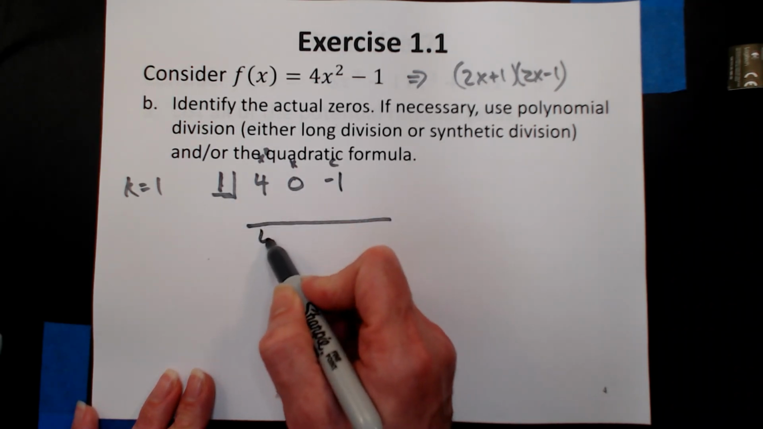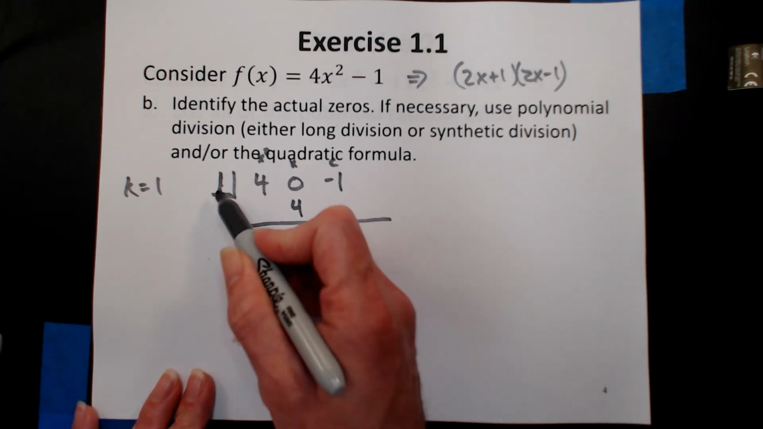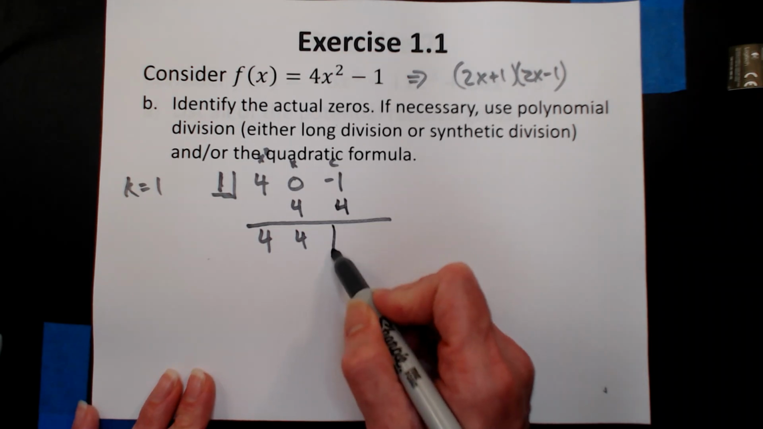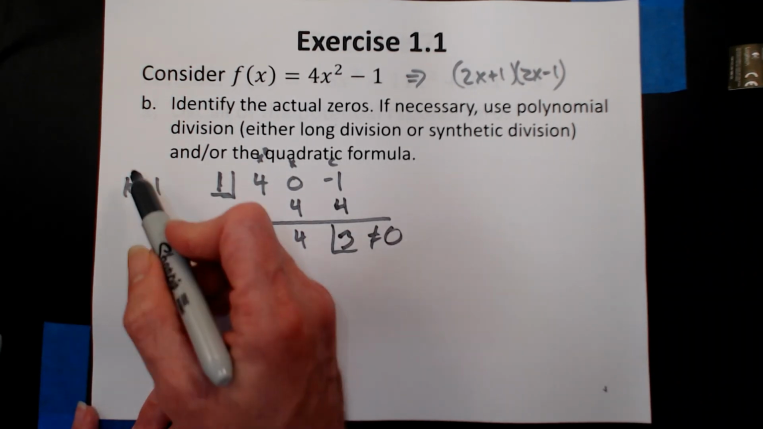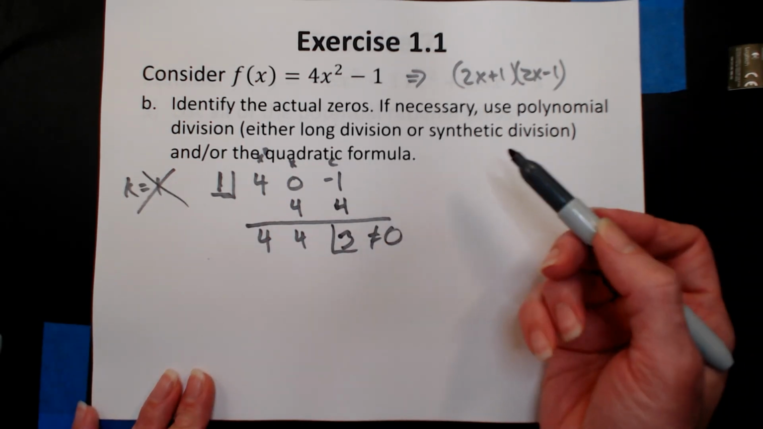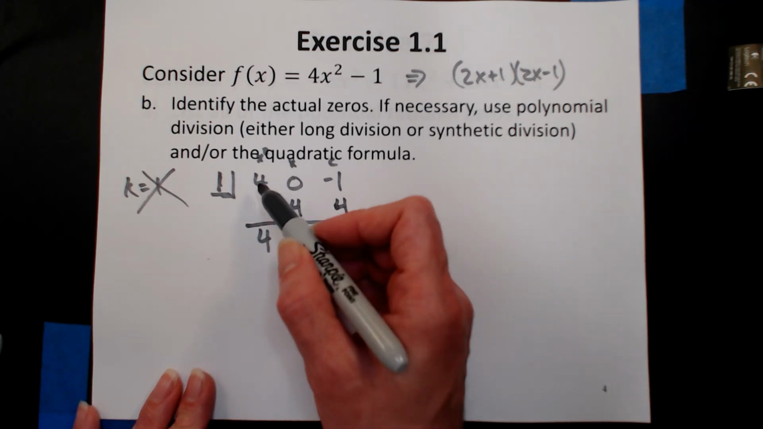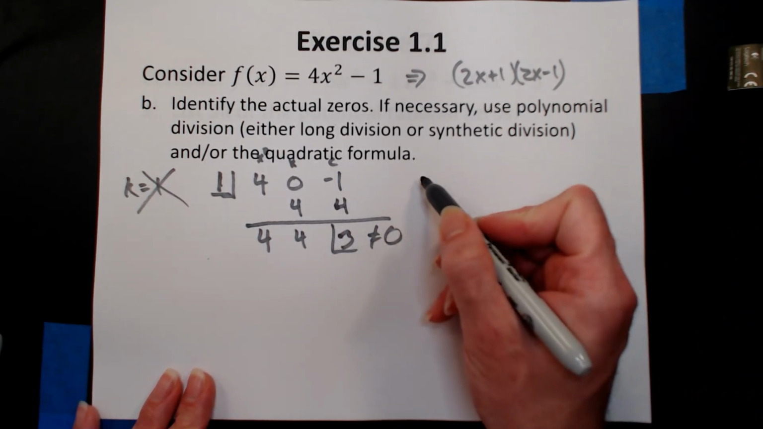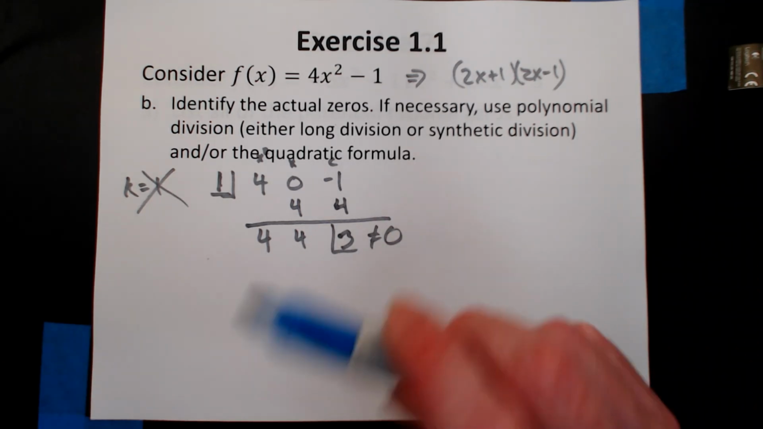So if I bring the 4 down, I have 4. 1 times 4 is 4. Add this together, 4. 1 times 4 here would be 4 again. And then I subtract 1, and I'd get 3. And that remainder is not equal to 0, so 1 is not a factor. You try negative 1 next if you wanted to, but I don't think that would work either, due to the fact that it would just change the signs here and I'd still get something that wasn't 0 as my remainder. So that didn't work. This is where it's really good if you have pencil. So this one didn't work.